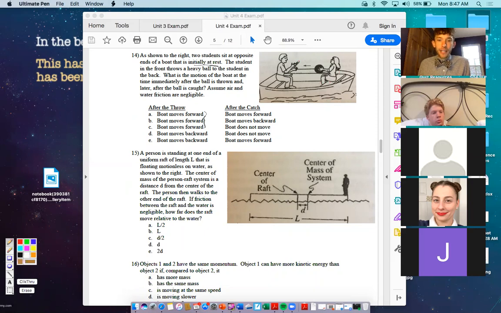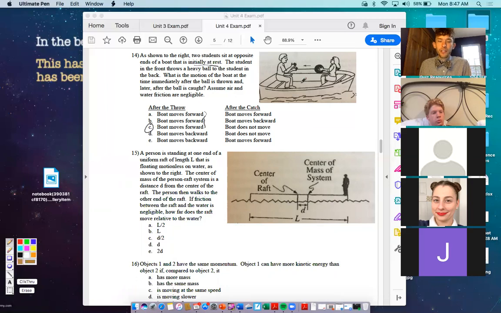And then after the catch, the ball ends up right here. Is the boat going to move anymore? No, because once the person has caught the ball, there's nothing to make the boat move anymore. There's no forces after he catches it. There is nothing moving, so the boat does not need to move to keep the center of mass in the same location from an external point of view. So the answer is C.